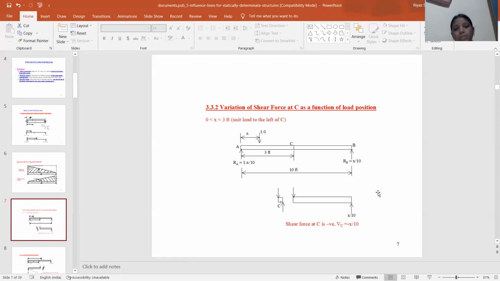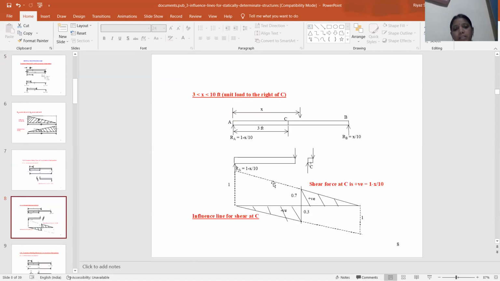So, the variation of shear force at C as a function of load position. For 0 less than X less than 3 feet, the unit load is to the left of C. The unit load is 1 kilonewton at distance X, and the position of C is 3 feet. RA equals 1 minus X divided by 10, RB equals X by 10, overall span 10 feet. Shear force at C is a negative force, VC equals minus X by 10.